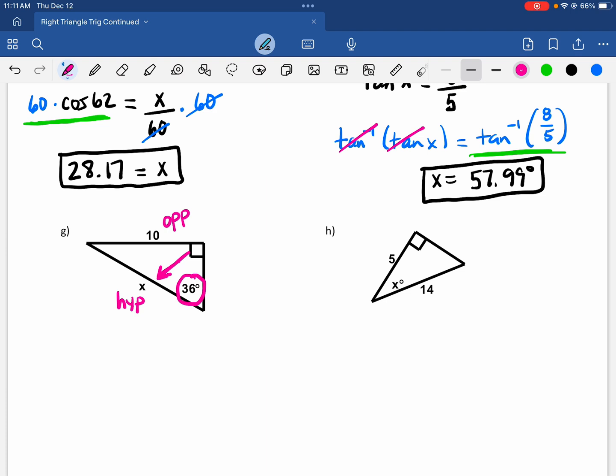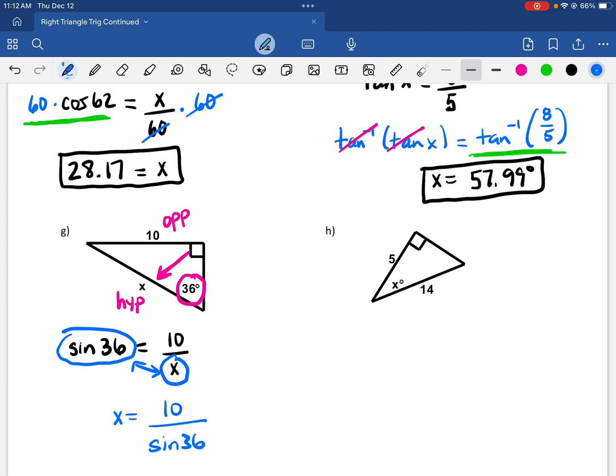We have O and H. O and H go with S, which is sine. So sine of our angle, which is 36, equals, O comes first, so it's going to come on the top. That's 10. Then hypotenuse, that's X. My X is located in my denominator. So this time I'm going to take that sine of 36 and that X and have them switch places. And that's going to give us 10 divided by sine 36.